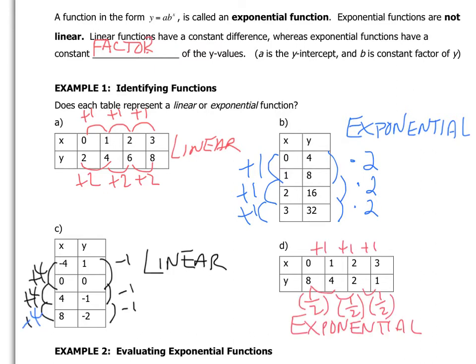So notice here, in C, while the x values are going up by 4 each time, the y values are going down by 1, but they are going down by 1 through subtraction, so this would represent a linear function. In table D, as the x values are going up by 1, the y values are actually going down by a common factor of 1/2. Initially, we would obviously recognize that they are being divided by 2, but we always refer to our constant factor as multiplication. So times 1/2 is the same thing as dividing by 2. That would make table D an exponential function.